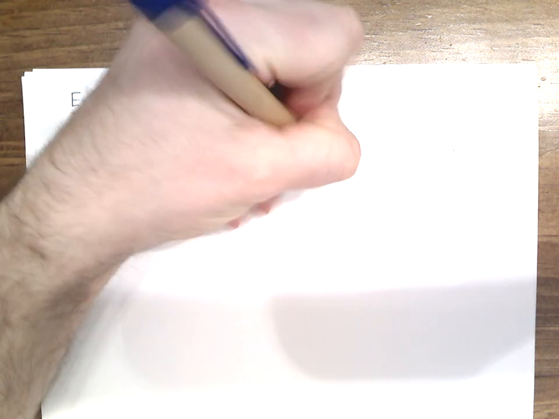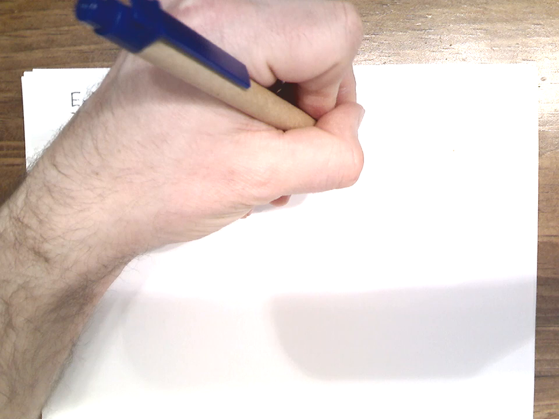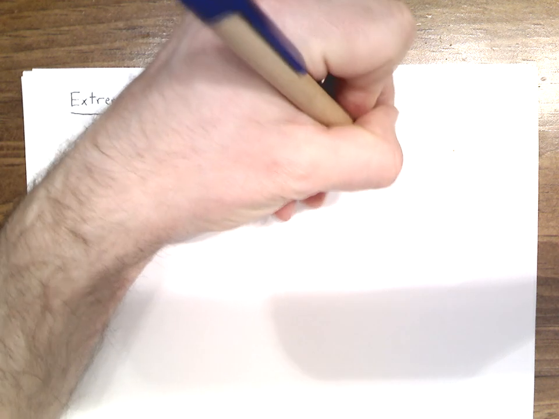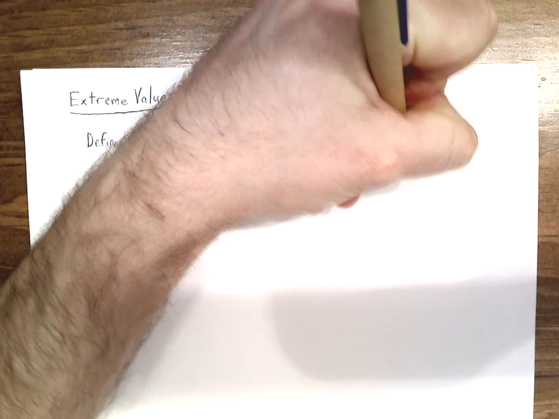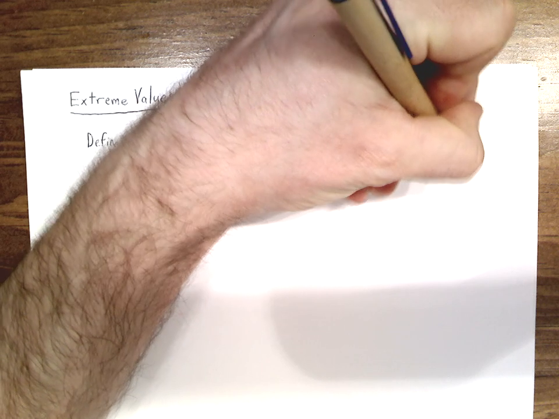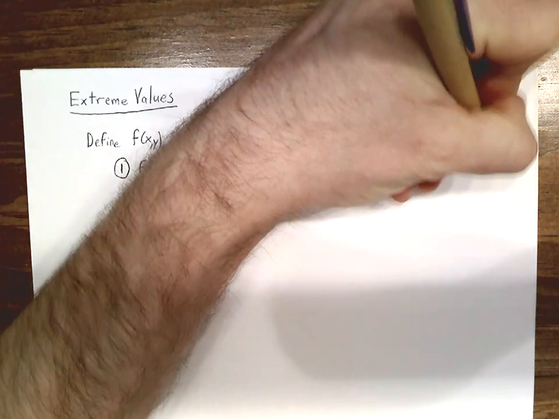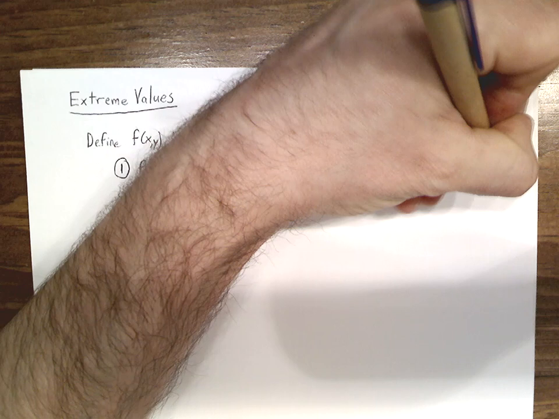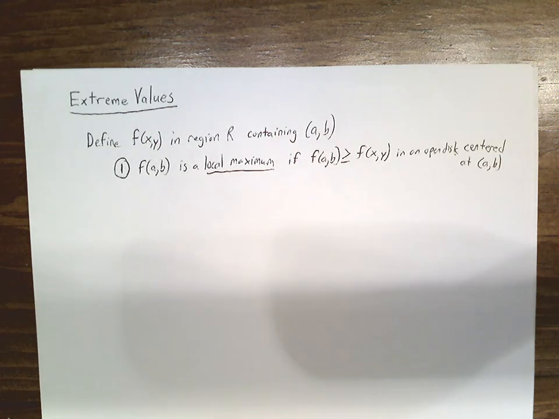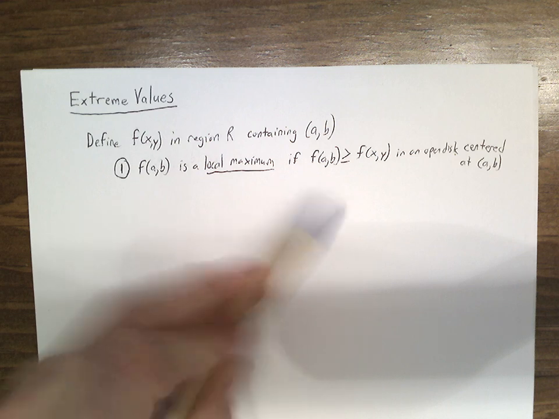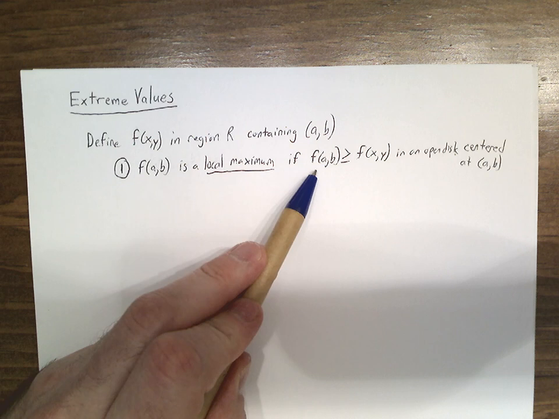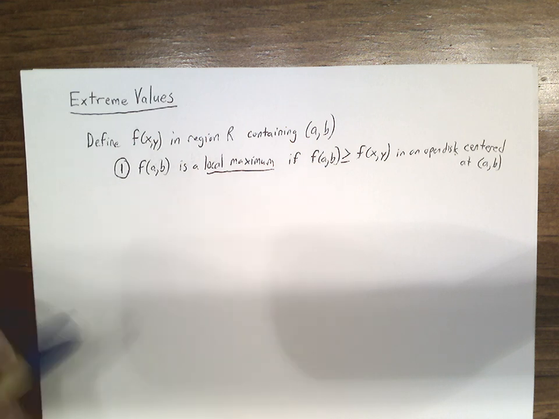if the value of the function at that point is greater than or equal to every point around it in some small disk centered about the point. So we'll say in an open disk centered at (a, b). So in other words, if I draw a little circle around that point and every other point within that circle is less than the function at the point I've chosen, it's a local maximum.